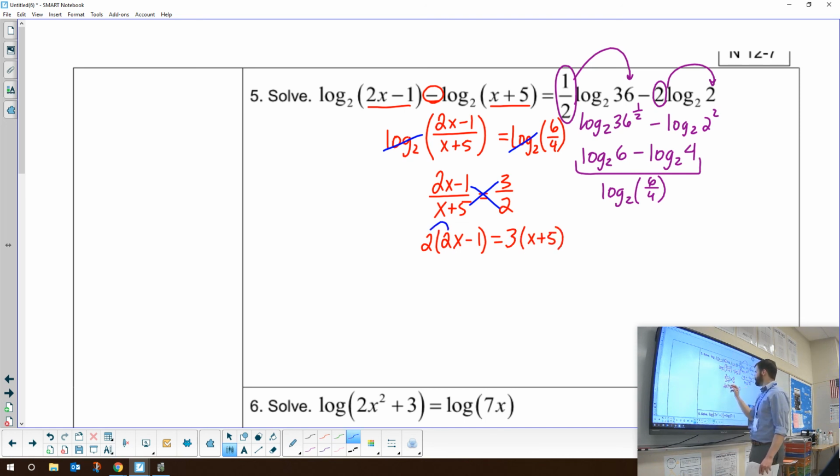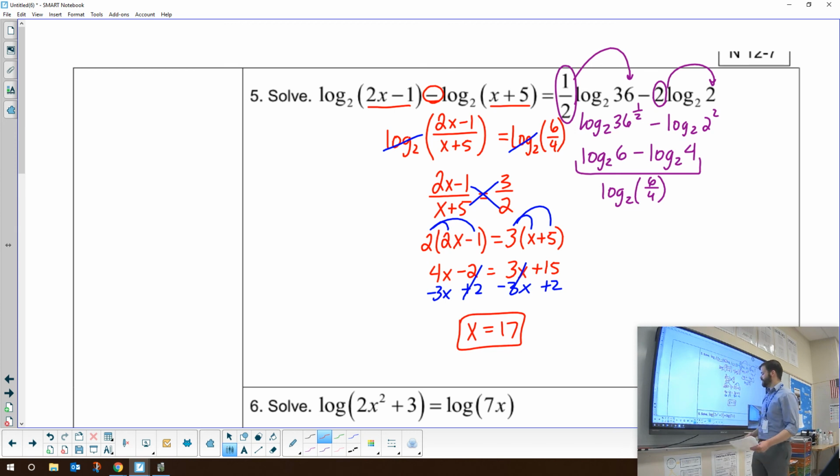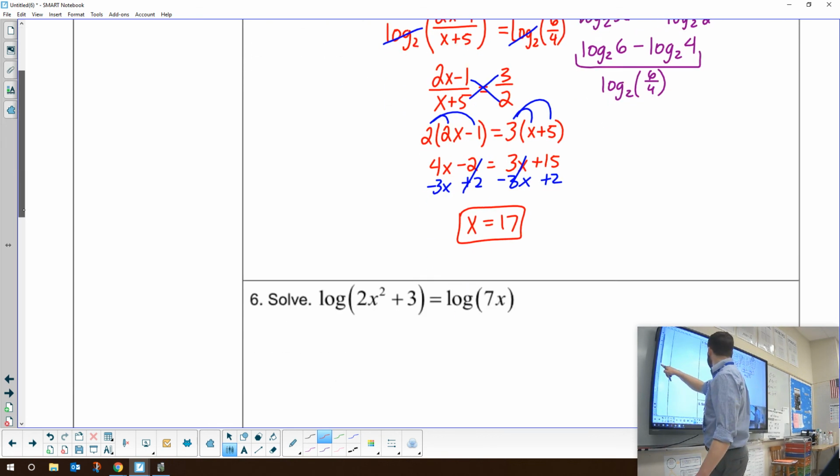Then we're going to distribute 2 times both of these. 2 times 2x is 4x. 2 times negative 1 is negative 2. 3 times both of these. 3 times x is 3x, and 3 times 5 is 15. Then we're just going to rearrange. Let's move this 3x to this side. Let's add this 2 over here to this side. 4x minus 3x is 1x. 15 plus 2 is 17. So x equals 17. Long story short, I hope you see that this really wasn't that difficult at all. All right, let's move on now to number 6.